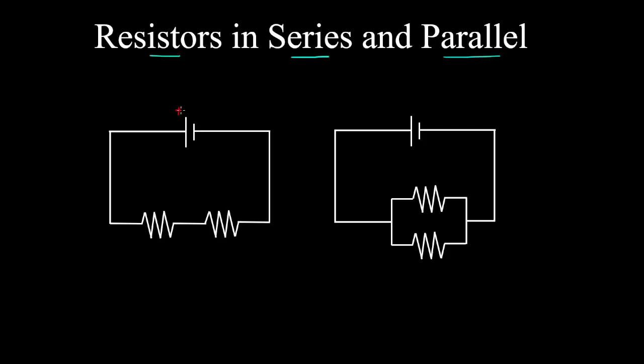So if we have an EMF produced by a battery and using conventional current, we have the current flowing in this direction. And because we have the resistors in series in this case, the charge passing through one resistor must proceed through the other resistor as it has no other path available. So therefore, we have the current is equal to the current through resistor 1 and also through resistor 2.